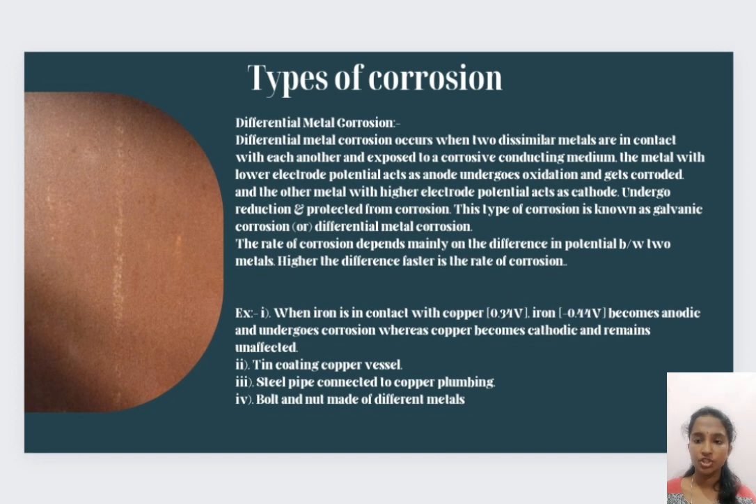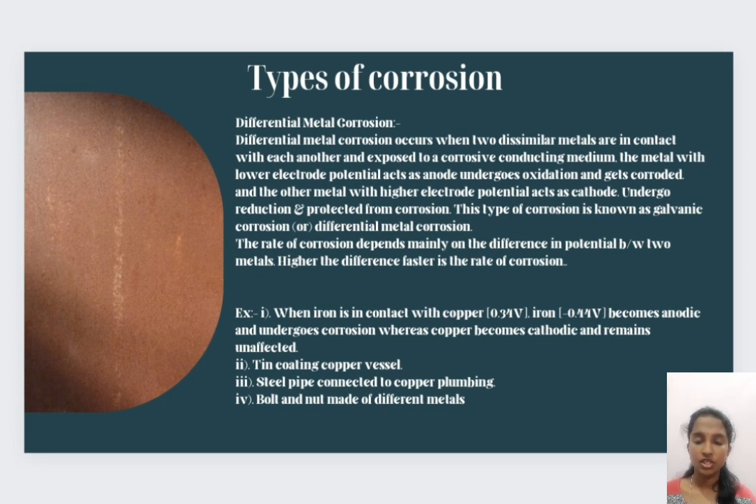Differential metal corrosion occurs when two dissimilar metals are in contact with each other and exposed to a corrosive conducting medium. The metal with a lower electrode potential acts as anode, undergoes oxidation and gets corroded, and the other metal which has higher electrode potential acts as cathode and undergoes reduction and is protected from corrosion.